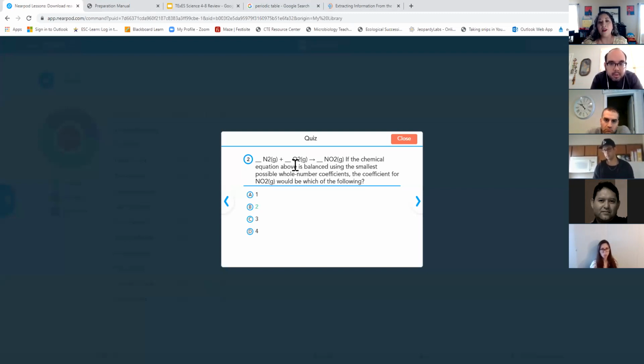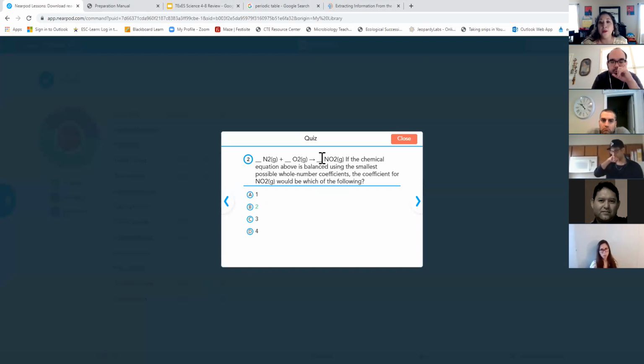And just like he said in the video, the easiest way to do it is just to start with one of them, right? So if you had 2 nitrogens here on the left, that would mean that I needed 2 nitrogens here on the right. I don't have 2 nitrogens because there is no subscript after it. So I would have put a coefficient of a 2 here in the front of it. And then the 2 times the imaginary 1 here would have given me 2 nitrogens.